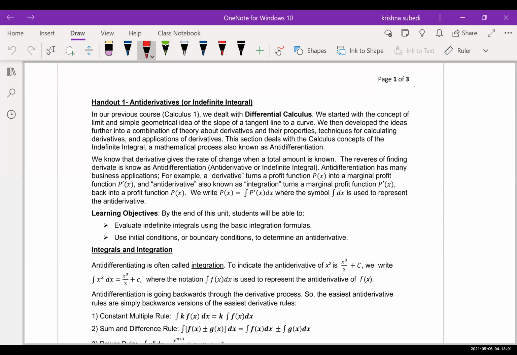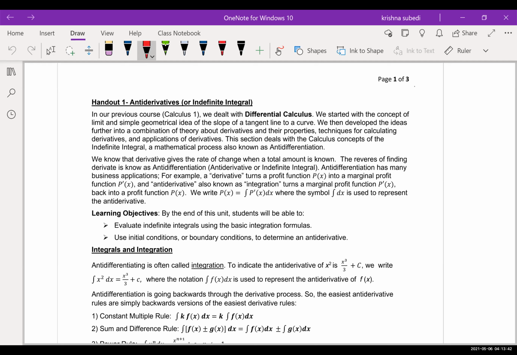So module 1, unit 1 is about antiderivative. Recall that in your previous calculus course, calculus 1, math 104 or math 151, that course actually dealt with differential calculus. What you did there is that you started with the concept of limit and the simple geometrical idea of the slope of the tangent line to a curve, and we defined the derivative as the slope of the tangent line. Try to remember that.